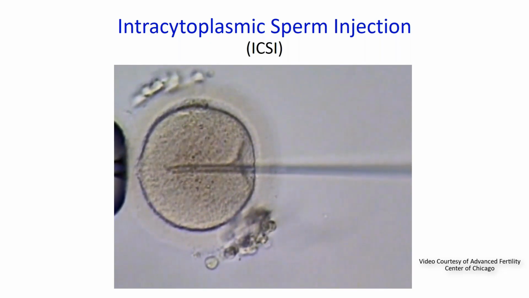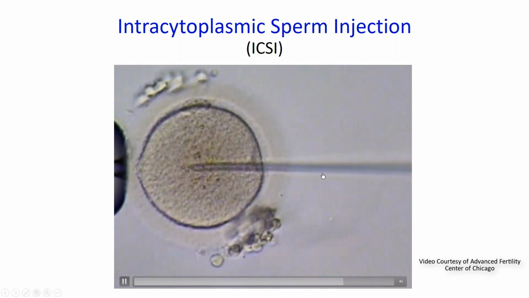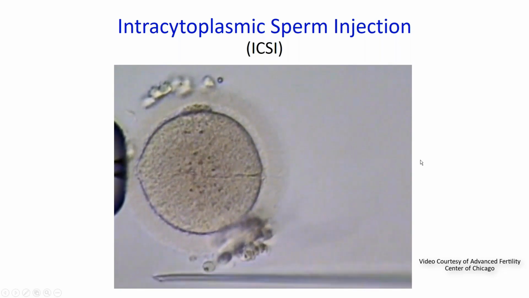So first, some of the egg cytoplasm is drawn back up into the needle, and then the sperm and the egg cytoplasm are ejected and left here.